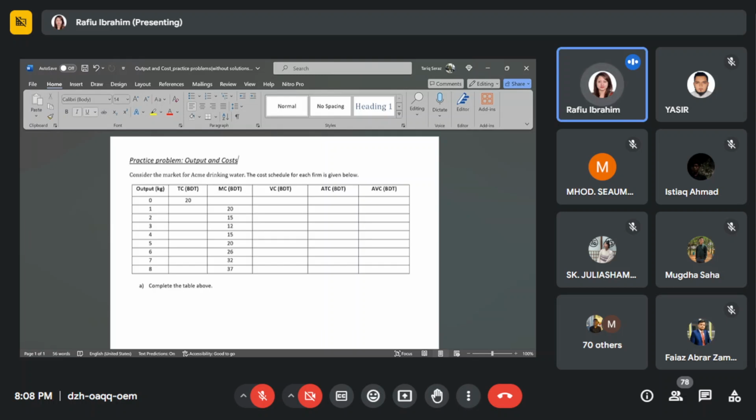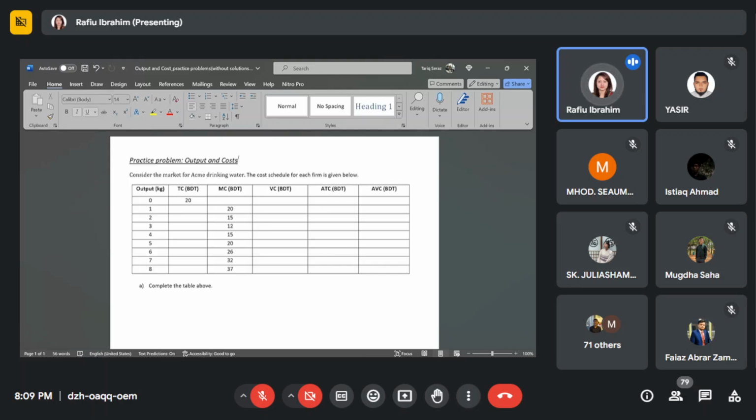Consider the market for Acme drinking water. The cost for each firm is given below. Basically you are given some information and there are some missing pieces. Using all of that, we are going to fill out this table. Now, first things first, we need to go from left to right.